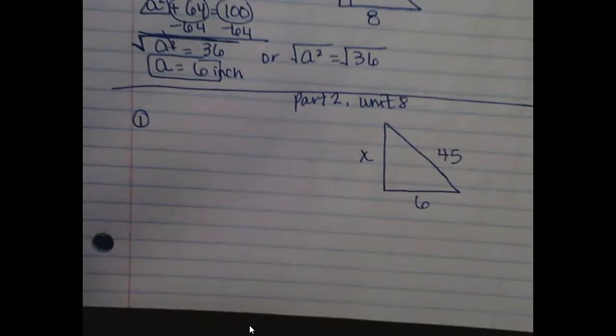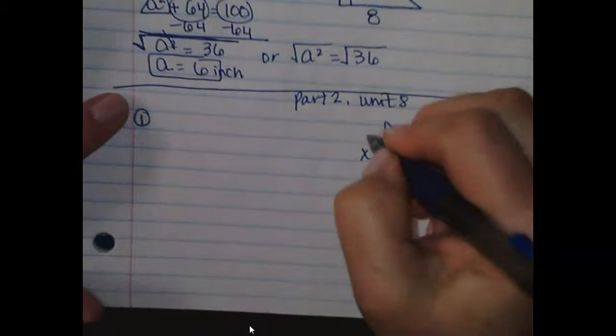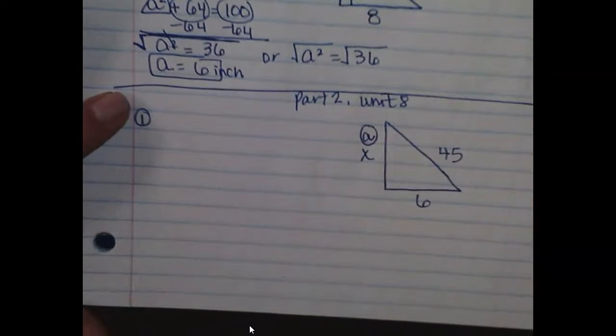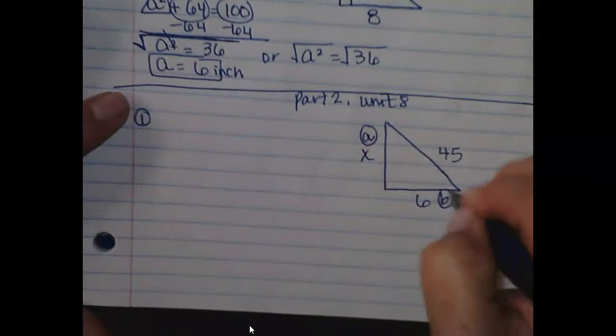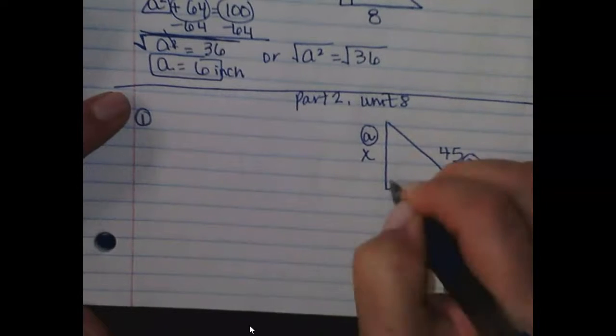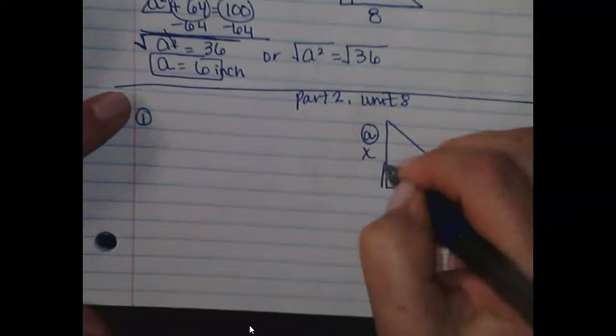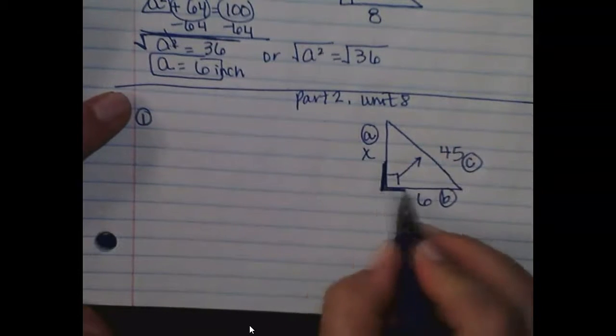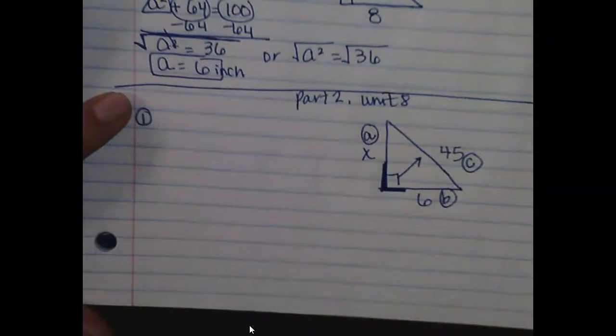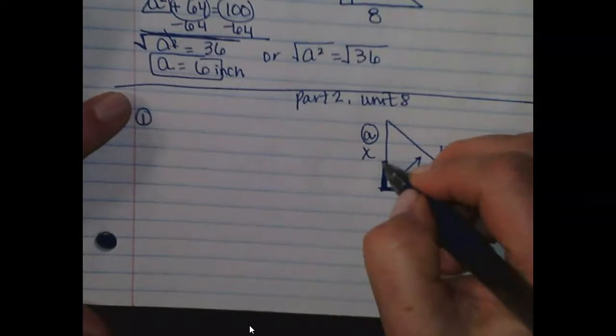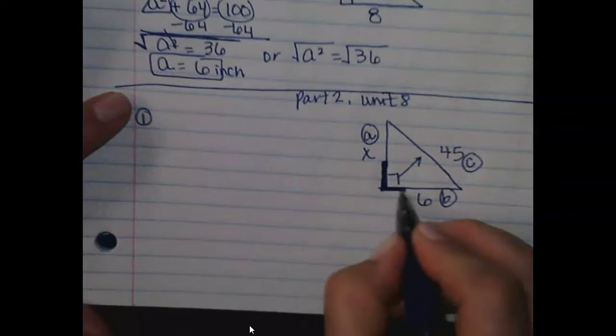So here we go. Which one's A? A is the tall one. Which one is B? B is the base. Where's C? C is over here, and it's across from the right angle. Reminder, legs are the A and the B. And there's your L for leg. I know, pretty smart, right?